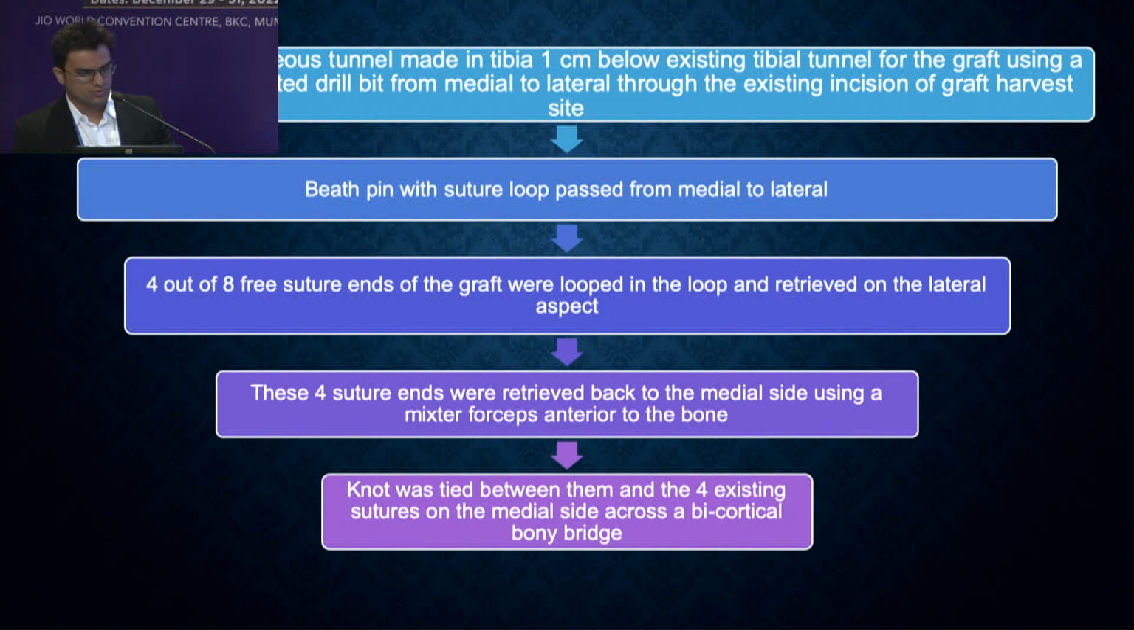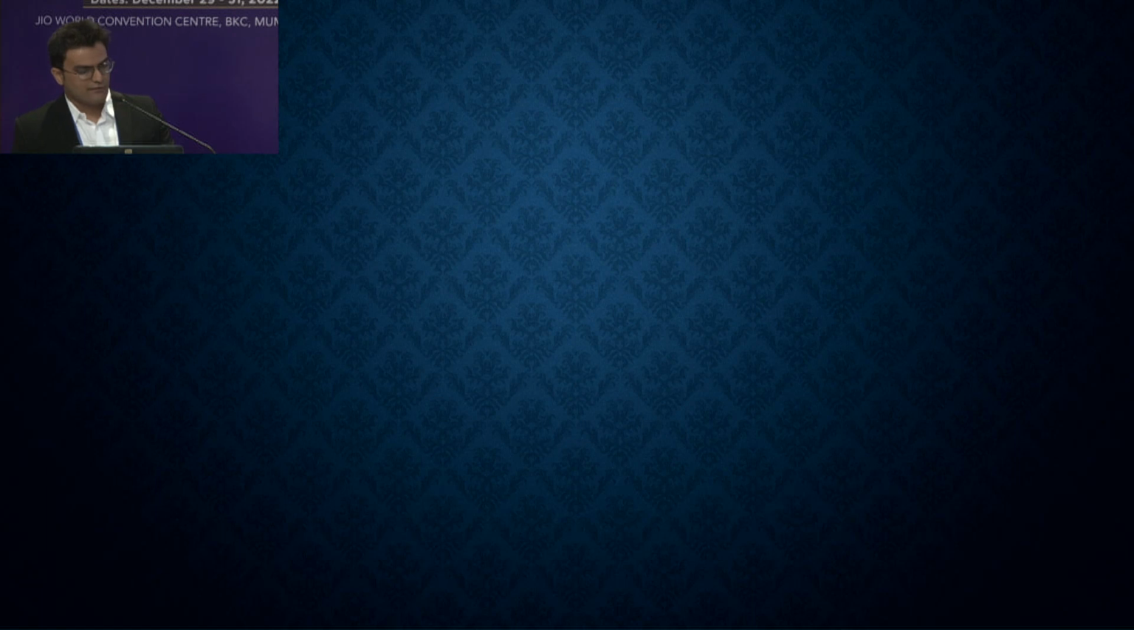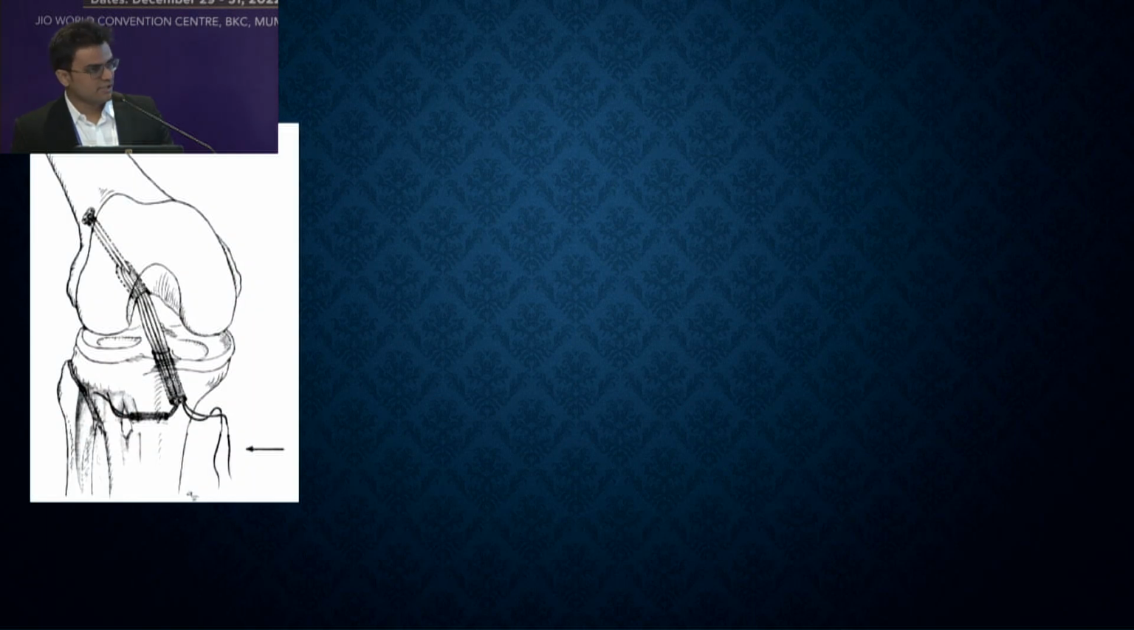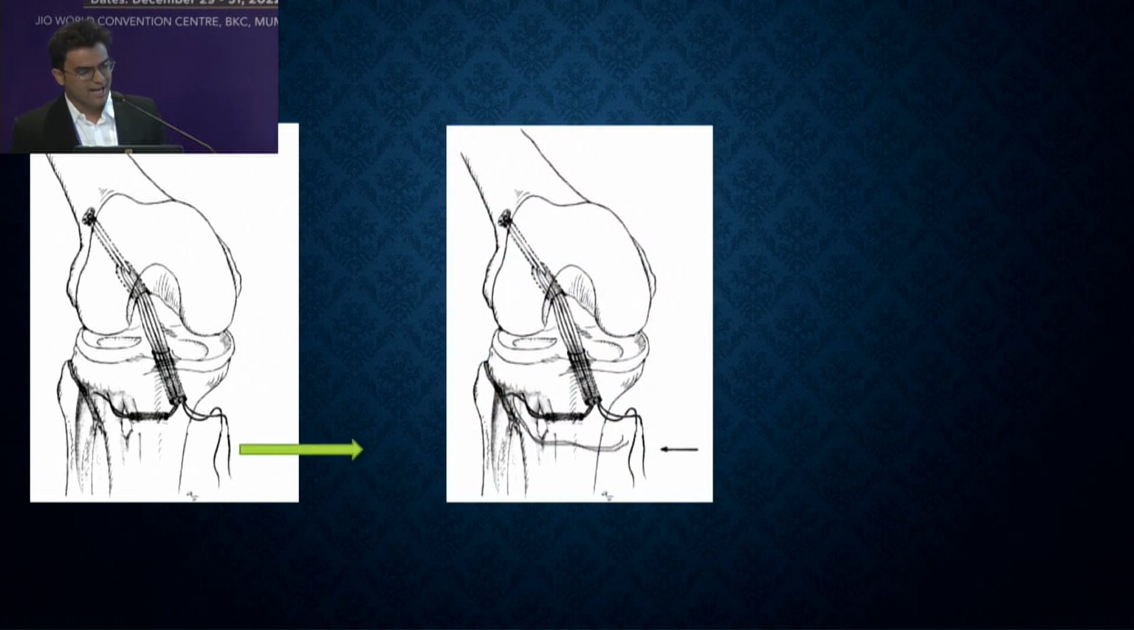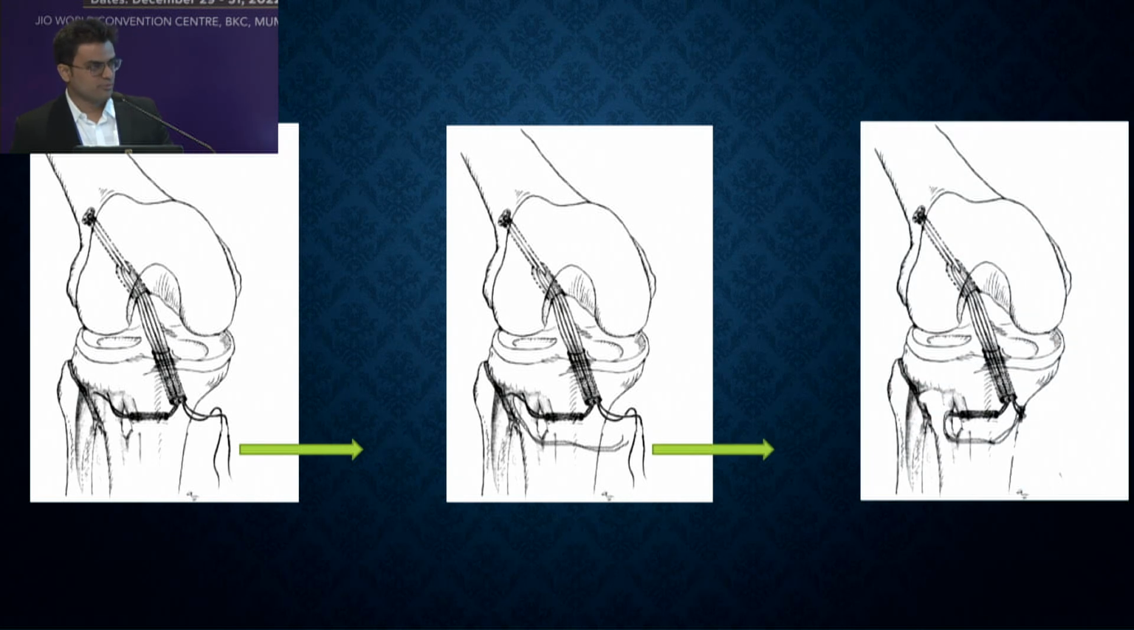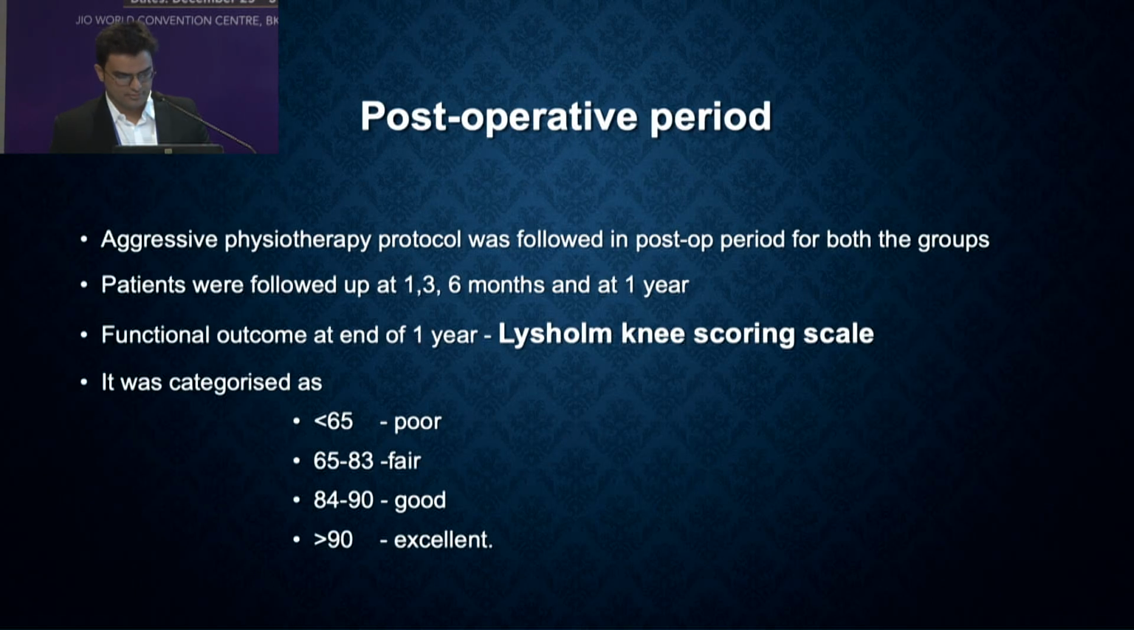A transverse trans-osseous tunnel is made in the tibia 1 centimeter below the existing tibial tunnel using a 3.2 mm non-cannulated drill bit from medial to lateral. The bead pin with the suture loop was passed from medial to lateral. Half of the free sutures lying on the medial side were passed to the lateral side through the suture loop of the bead pin, and then they were retrieved back to the medial side anterior to the bone, and then tied over the medial side over a bicortical bony bridge. This basically served as a supplementary fixation for the proximal tibia.